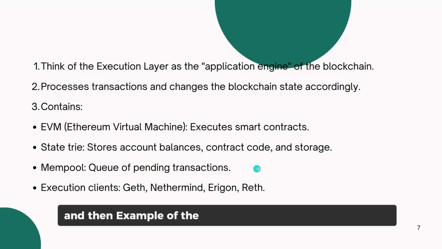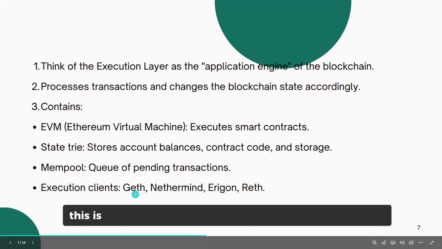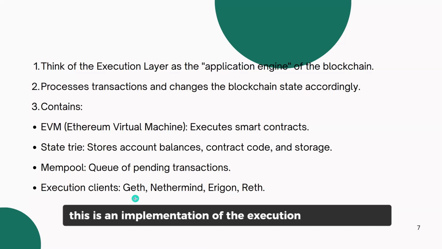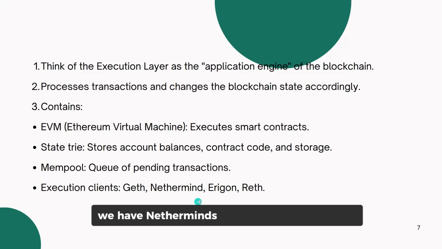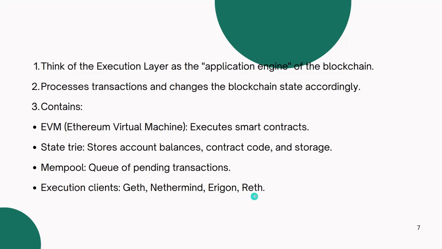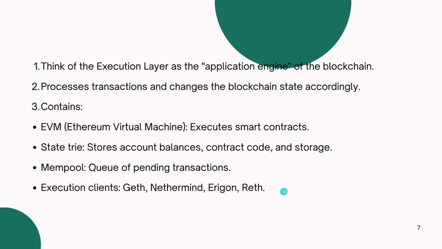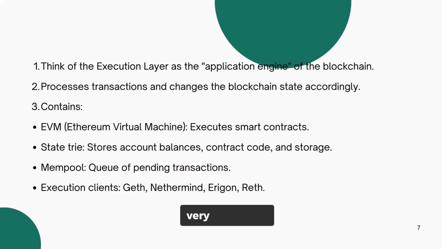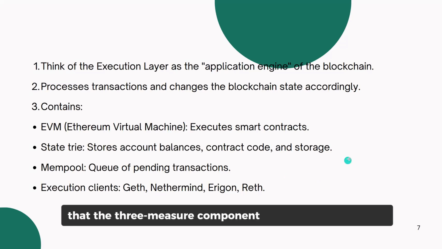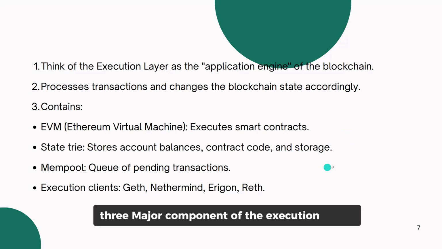Examples of execution clients we have today are Geth, which is an implementation of the execution client in the Go programming language. We have Nethermind, we have Erigon and Reth. All of these are unique implementations of the execution client. This is very important. We know this: there are three major components of the execution client.